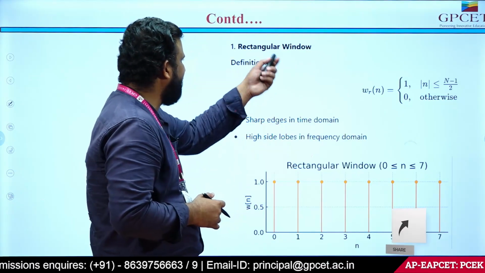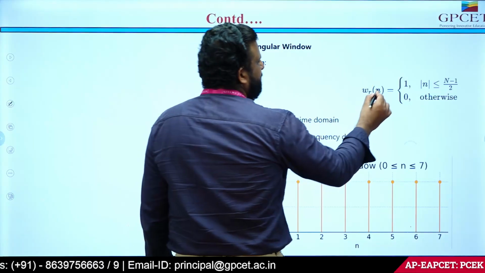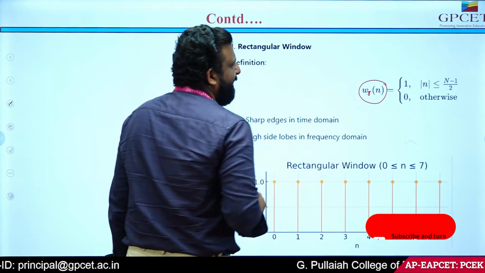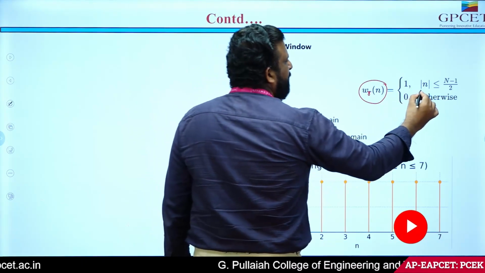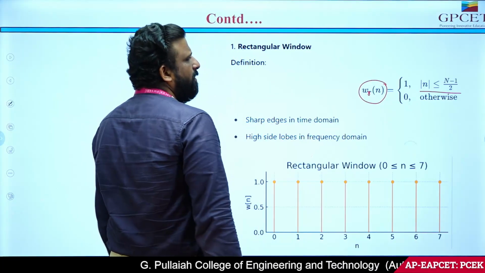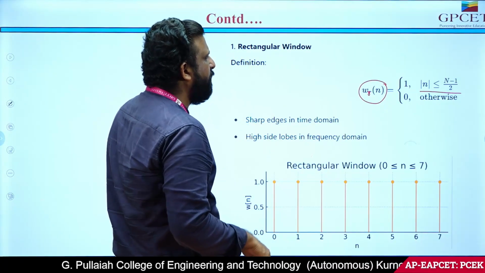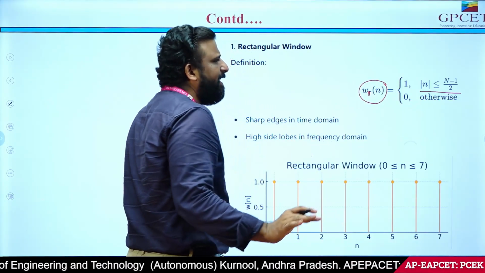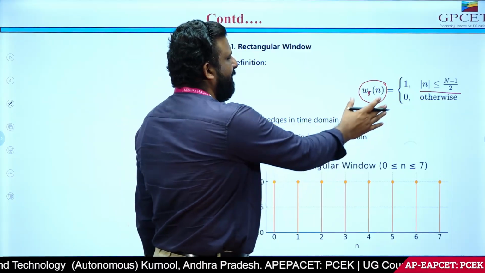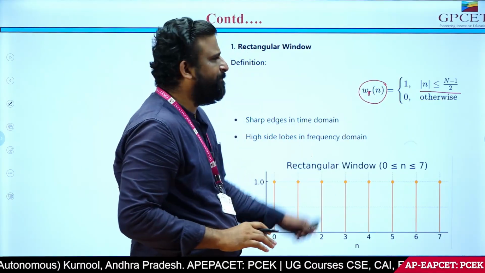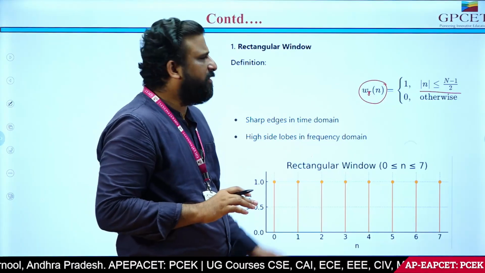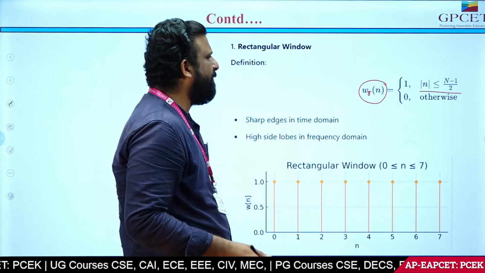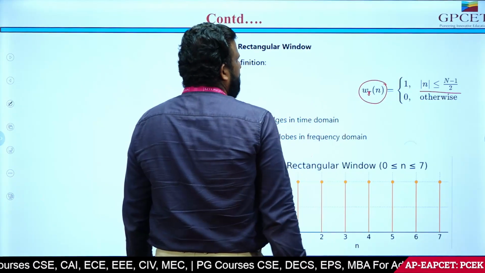For the first one, the rectangular window, the condition is WR of n, which is nothing but the rectangular window. It will be equal to 1 when mod n is less than or equal to (N minus 1) by 2. At that magnitude, the value of the rectangular window will be equal to 1, otherwise it will be equal to 0. Be careful, you have to keep this in mind. It is very important while you are going to solve the problems. These conditions are very useful, and without knowing them, you cannot solve the problems in the upcoming lectures. So please keep it in mind. What are the conditions we are studying?